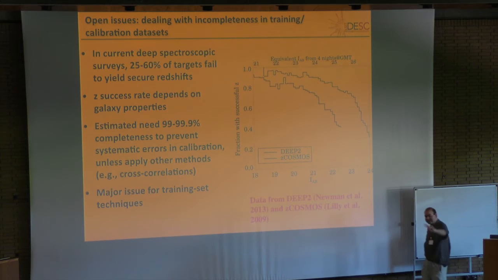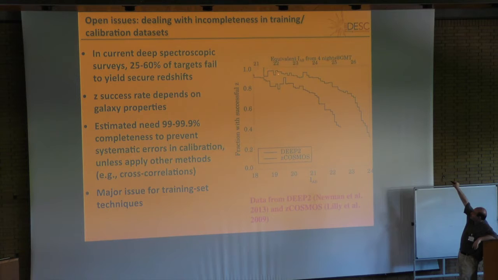A secure redshift requires multiple spectroscopic features, including the possibility that it's the oxygen 2 doublet, for people who are familiar with that. From DEEP2, for instance, we have very high redshift success at the bright end. But by the time we're over here at I of 22.5, it's more like 80%. As we go to higher redshift still, it drops below 50%. LSST is down here at 25.3. So with an hour exposure time on a 10-meter telescope, we'd have negligible success rate at that magnitude. You need to expose much longer.